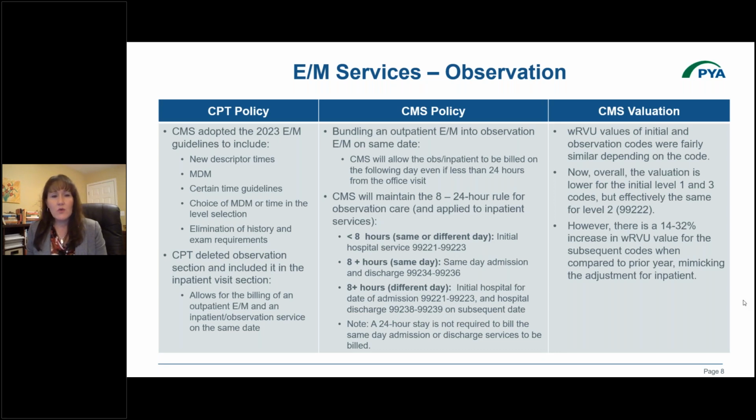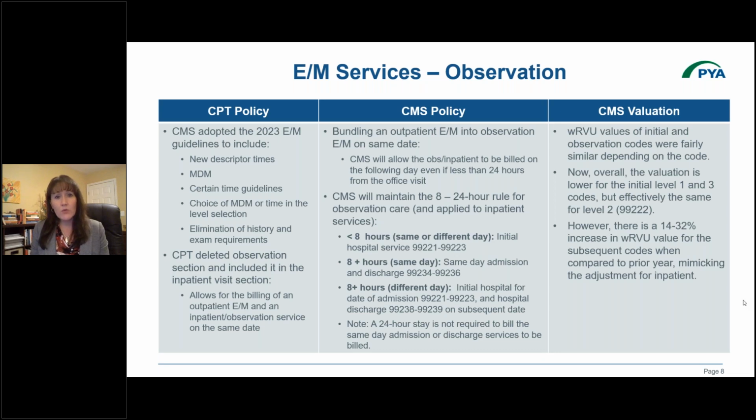The valuation, or basically the work RVUs, that were in the observation codes and the inpatient codes were not that different. So the difference in the value of these codes is effectively the same as the inpatient changes that you saw in the previous slide. Again, the 99222 is effectively a 0% change.